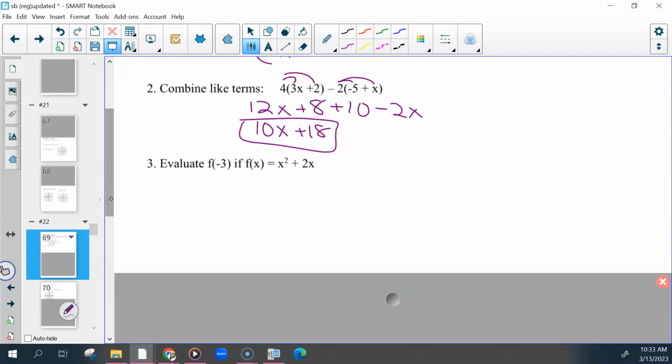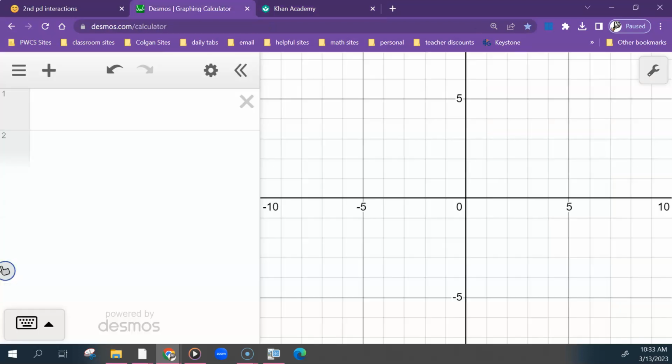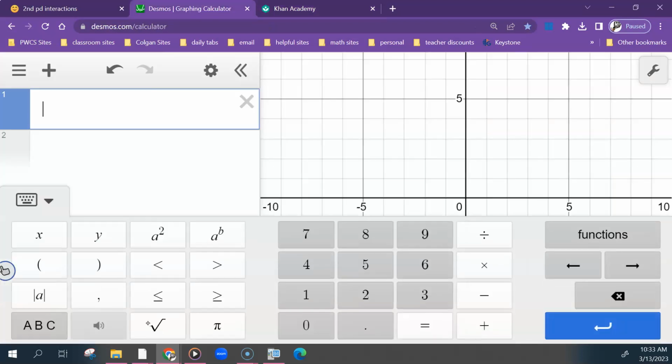3 you could do by hand or in the Desmos calculator, whatever. So if you put it in, you can just put it in with parentheses. I forgot what it said.